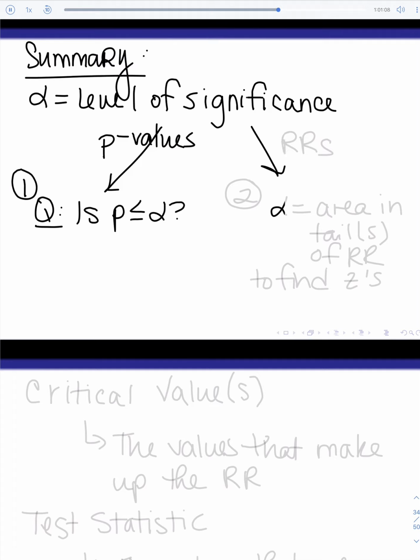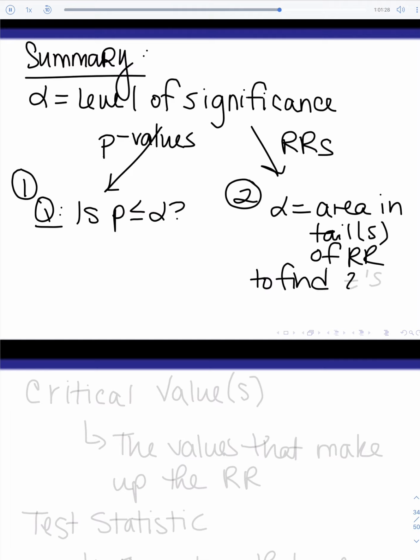If you're doing this the second way, which is using rejection regions, then you're going to use your level of significance as the area in the tail or tails of the rejection region to find your z-values. And there may be one z-value, there might be two, depending on if it's one-tailed, meaning left or right, or two-tailed. Another vocabulary word you might hear a lot is critical value, or you might hear it as plural, critical values.